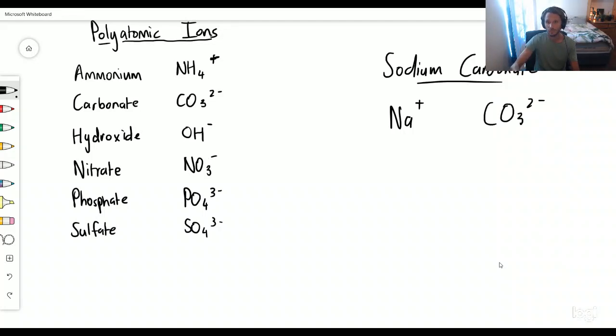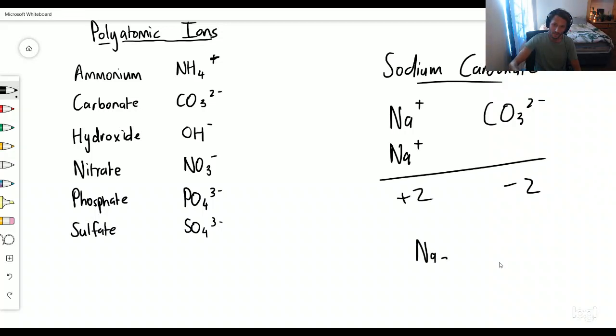So what are our total charges on each side? We've got 2- on this side, and 1+ on this side. So we're going to need to add another sodium, so that we've got +2 and -2. So it's going to be Na2CO3, and you can just leave it like that. You don't have to put any of the charges. Okay, let's try another one. What about magnesium?